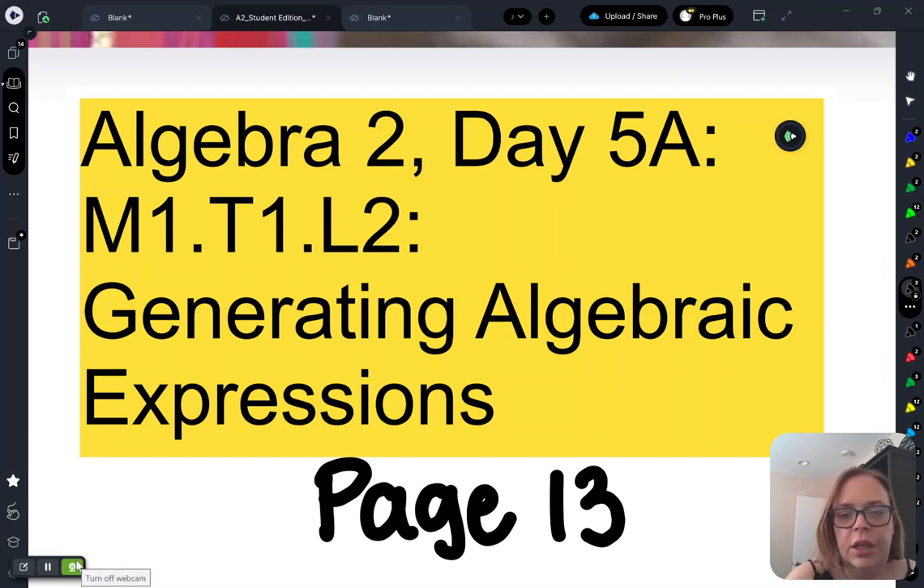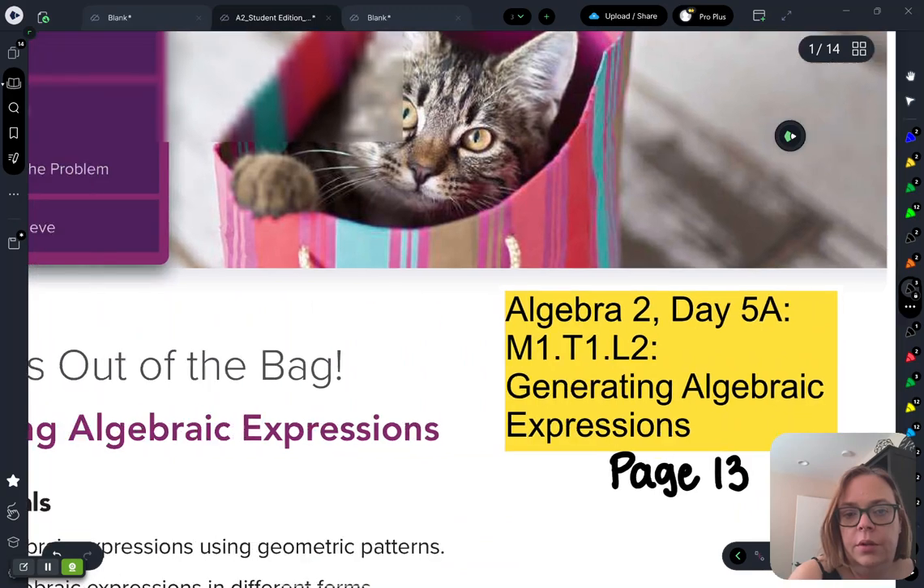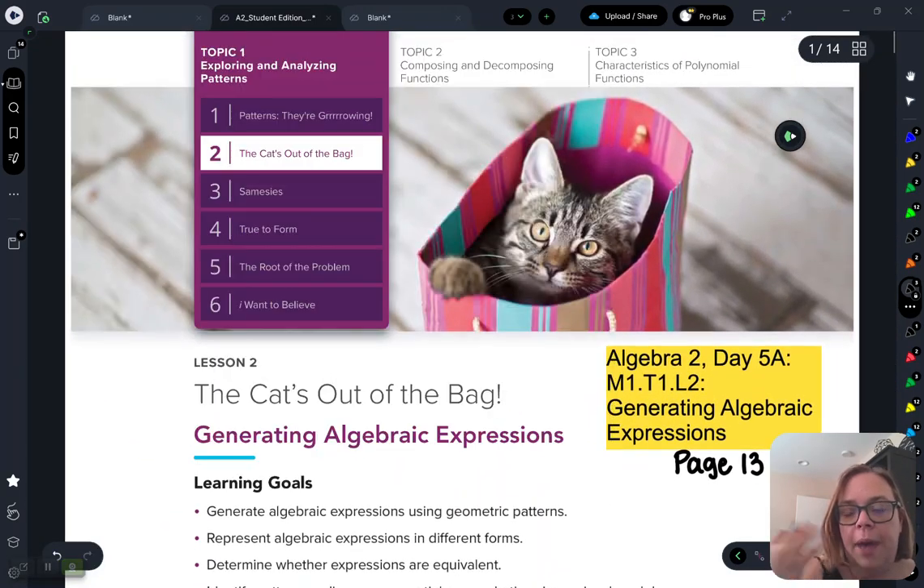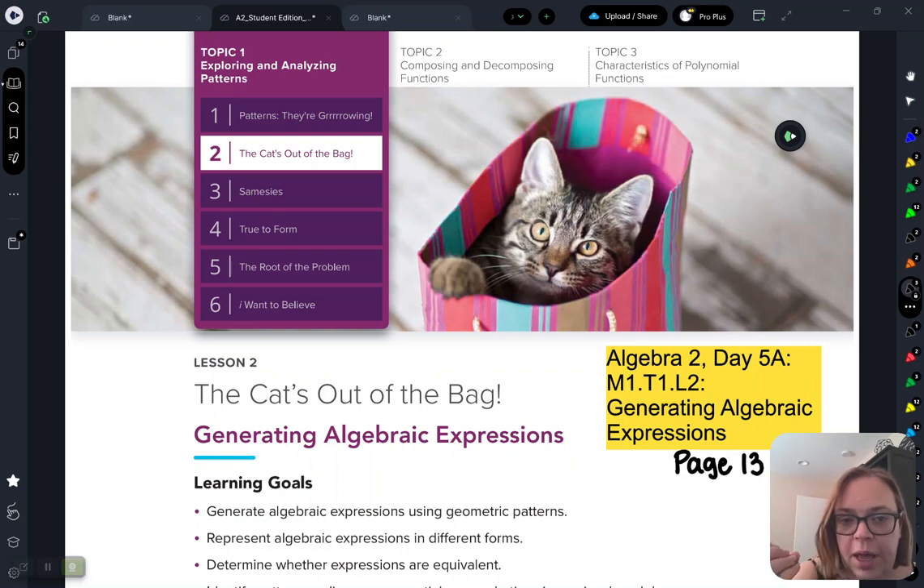All right, so today's video is looking at Module 1, Topic 1, Lesson 2 for Algebra 2, which is generating algebraic expressions. And this is in your book on page 13. So in the last lesson, we looked at some patterns. Now we're going to take those patterns and really put the algebra into those patterns and identify equations and formulas based off of those patterns.